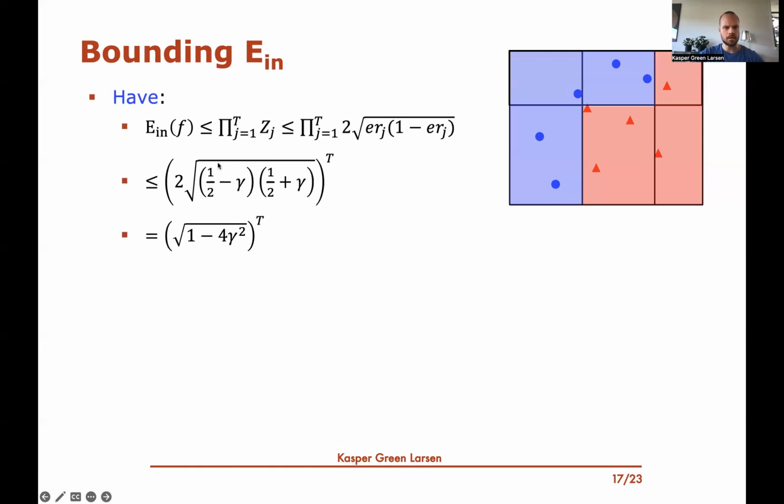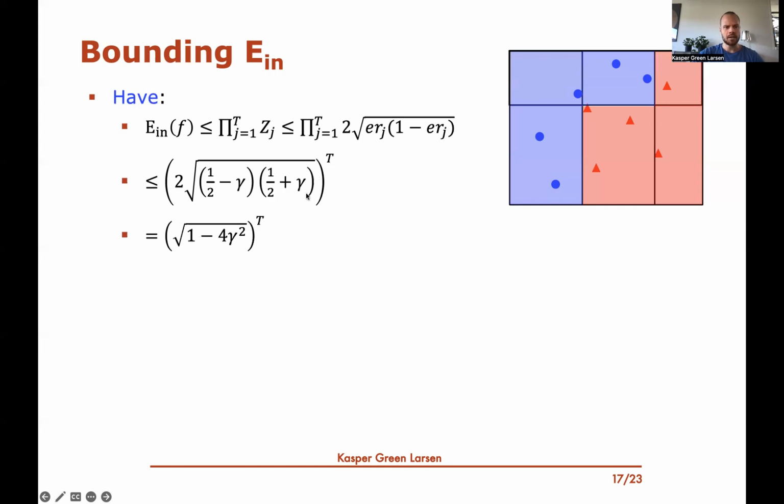Just multiplying it out, the 1/2 times the 1/2 gives a 1/4. If we move the 2 inside the square root, it becomes a 4. The 4 times the quarter becomes 1. Then we have the cross terms. We have minus 1/2 times gamma plus 1/2 times gamma.